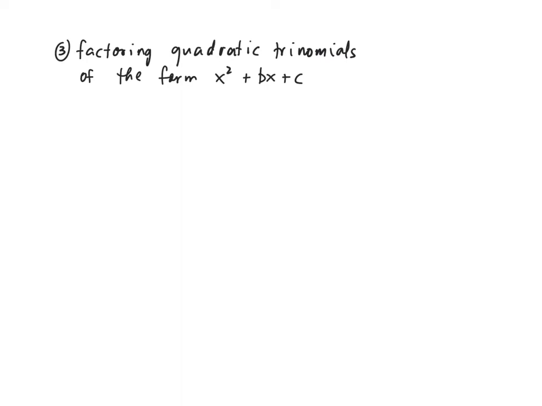The last factoring method that we are going to review is factoring quadratic trinomials of the form x squared plus bx plus c, where b and c are just numbers. An example of this kind of trinomial is x squared plus 7x plus 10. In this case, b is 7, c is 10.